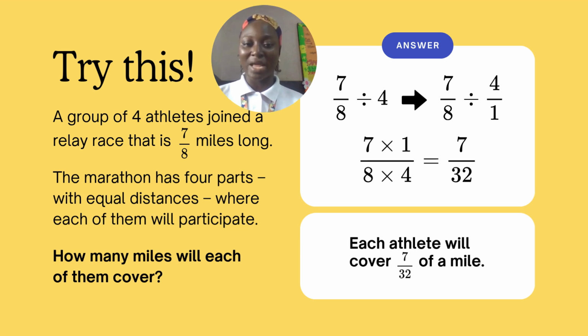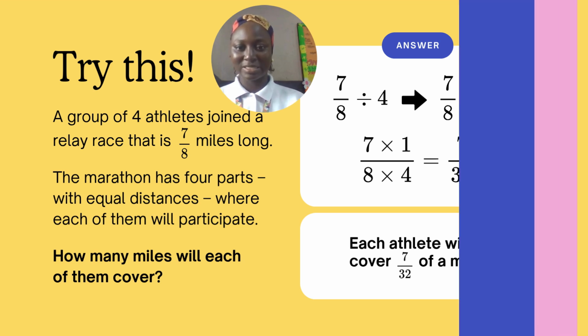Now, let's multiply using the rules of multiplication. Multiply the top numbers and multiply the bottom numbers. So 7 times 1 is 7 and 8 times 4 is 32. So we have 7 over 32. So each athlete will cover 7 over 32 of a mile. I hope you understand this.